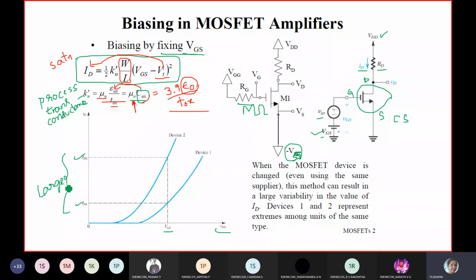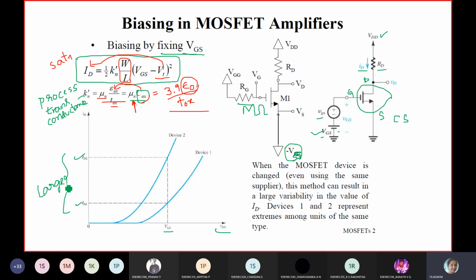Do we get the same ID? No. Even though you have fixed a common VGS, we are not able to get a constant ID, or the same current value, for both devices. There is a variation in the drain current. Why does that variation happen? As I told you, Vt and mu n are temperature dependent.